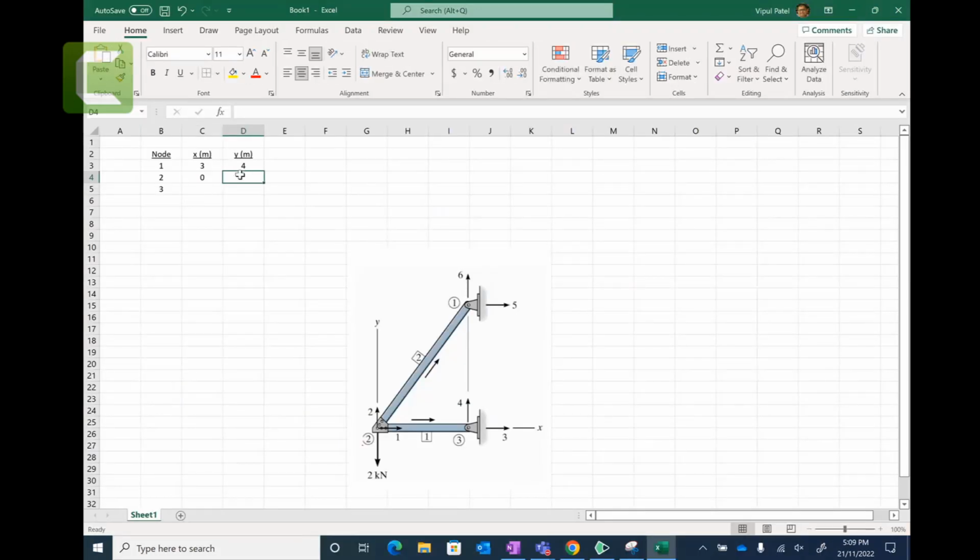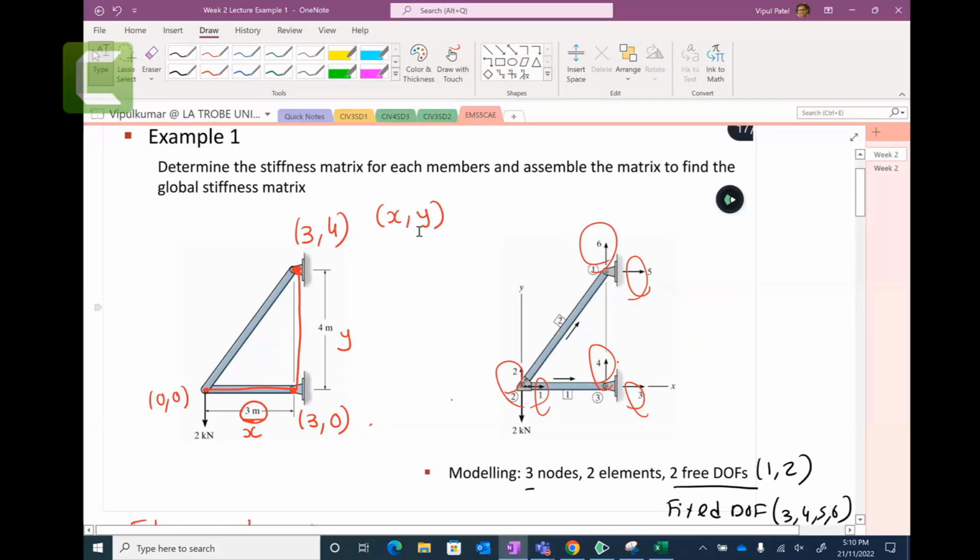And you can see from this figure as well that this is your starting point 0, 0. This is 3, this is 3 and this is 4. So this is 3, 4 and this node number 3 is 3 and 0. So 3 and 0, X and Y. This is X and Y coordinate. I just put it this way here.